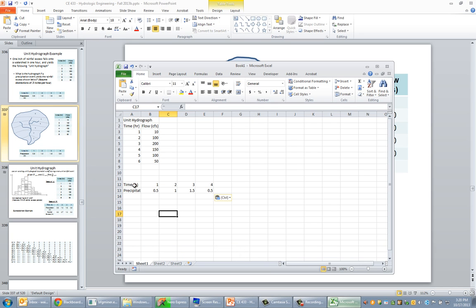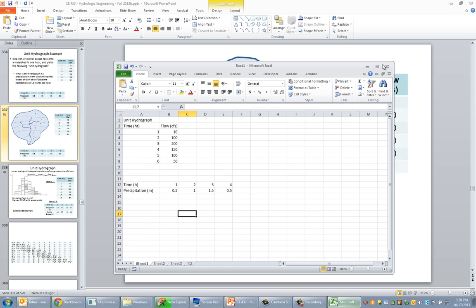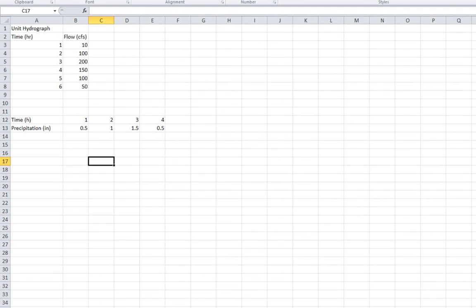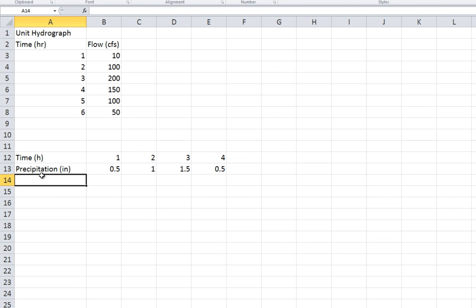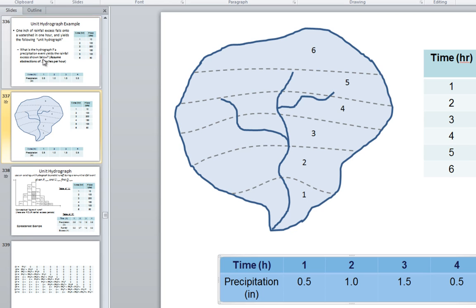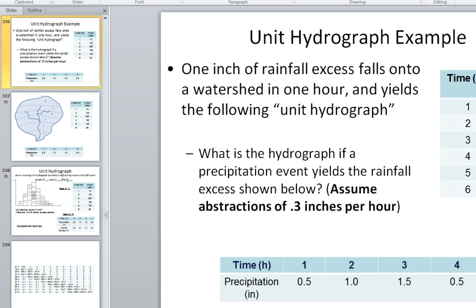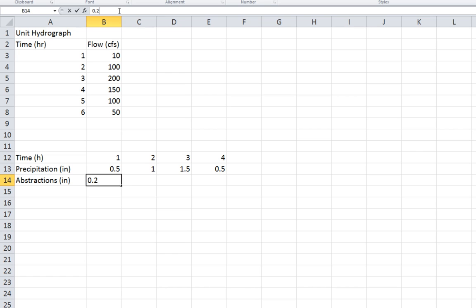Okay. What we need to do is take into account the fact that there are abstractions. And so there's a precipitation of 0.5 inches, for example, during the first hour. Abstractions are 0.2 inches of rain during each of the hours, and that was defined in the problem statement. And that's a constant through each of the hours of rainfall.